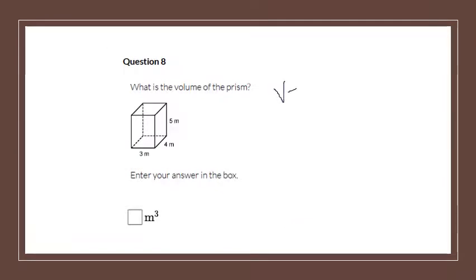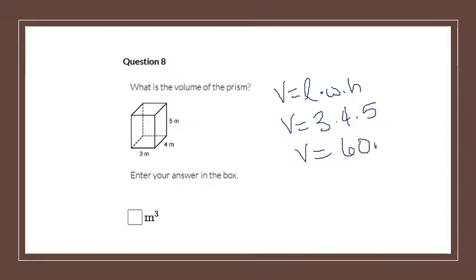What is the volume of this prism? So the volume equals 3 times 4 times 5. So 3 times 4 is 12, times 5 is 60, and that is meters cubed.